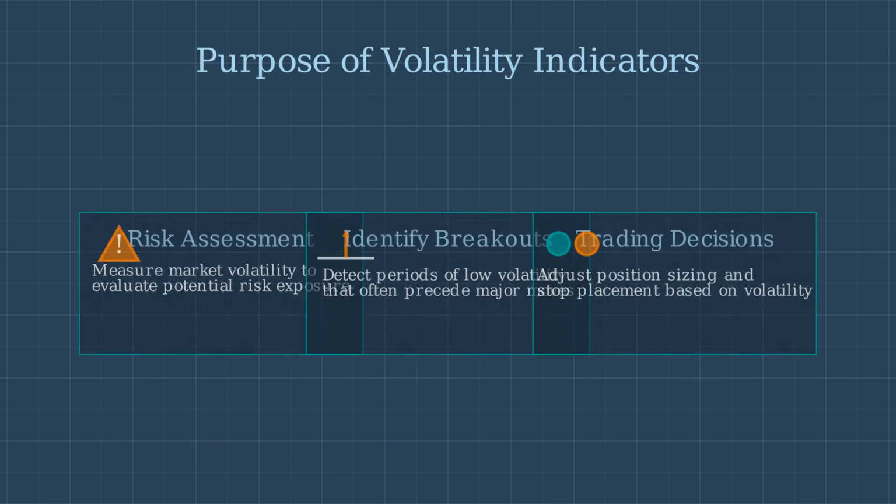Volatility indicators serve several important purposes in trading. They help traders assess market risk, identify potential breakouts, and make more informed trading decisions. Understanding volatility is crucial because it helps traders gauge market sentiment and adapt their strategies to changing market conditions.